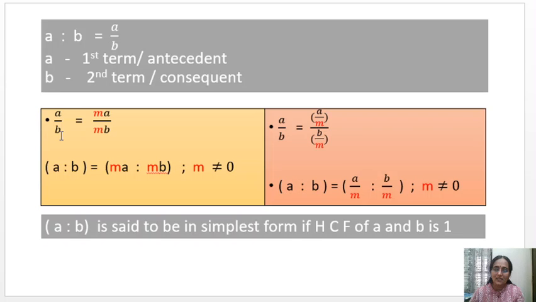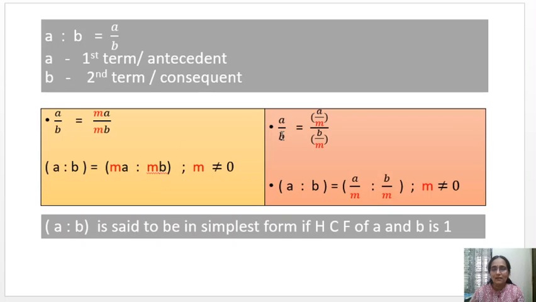Same rule applies here also. Whenever you are having the ratio, the 2 terms also should be multiplied with the same number. When it is multiplied with the same number, you will get the equivalent ratio, where m is not equal to 0. mA:B is equal to mA:mB.